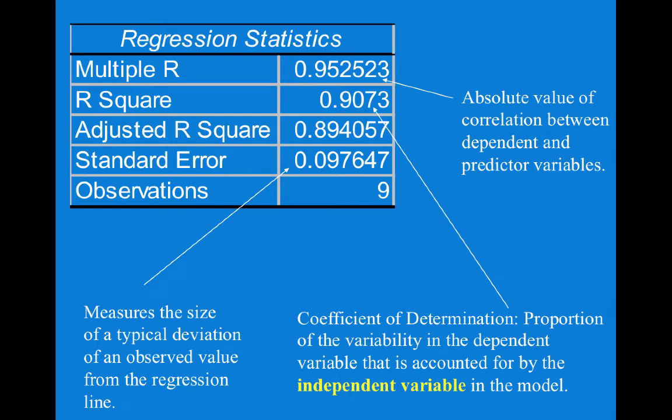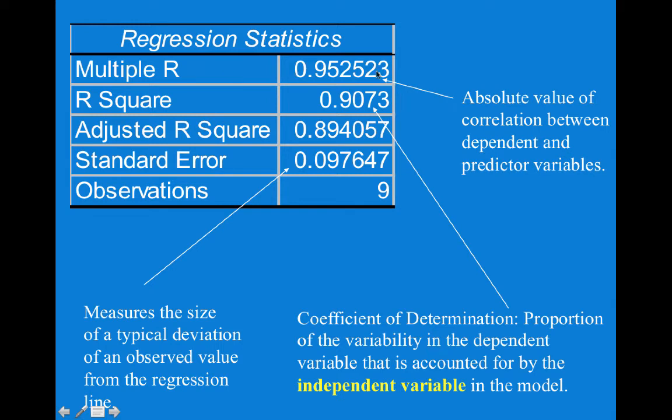When we run a regression analysis in a software program, we're going to get 2 tables worth of information. This is the first one. The statistics associated with the regression analysis are going to give us 5 different numbers.